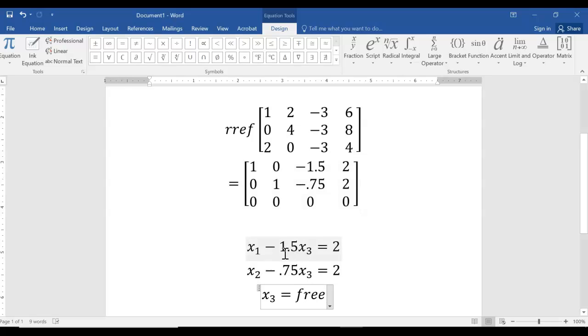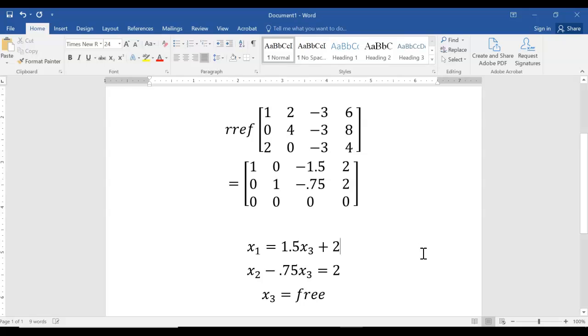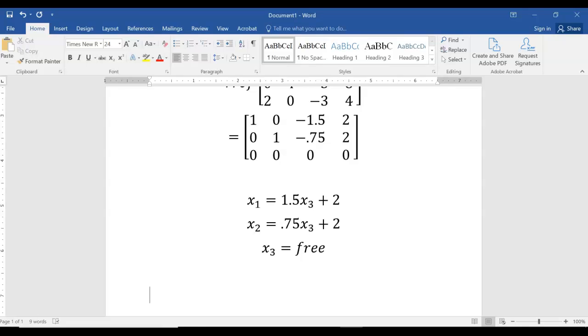Now we can rewrite this if we want to. Instead of subtracting 1.5 x3 on the left-hand side of the equation, we can add 1.5 x3 to both sides, just by changing up where my equal is. Similarly, if you add 0.75 x3 to both sides, you end up with that. What this means is that there were infinitely many vectors that we could have multiplied by A to give us B. There are infinitely many of those, but they all have this pattern.